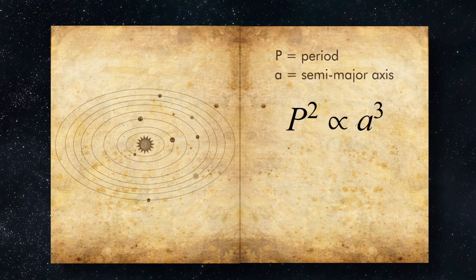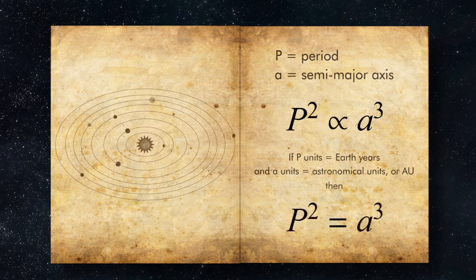In fact, if we choose our units carefully, with the period in years, the time it takes for Earth to go once around the Sun, and the semi-major axis in astronomical units, or AU, the distance between the Earth and the Sun, about 150 million kilometers, the proportionality becomes an exact equation. The square of the period is equal to the semi-major axis cubed.